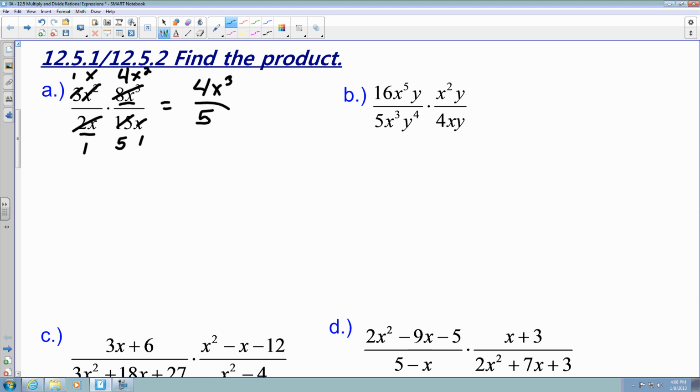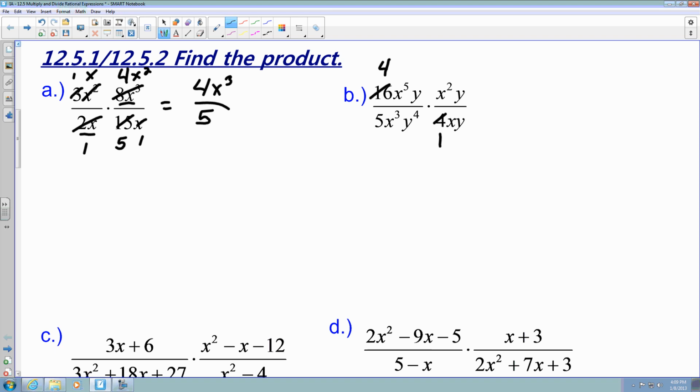Let's take a look at B. So I have 16x to the fifth y over 5x cubed y to the fourth, times x squared y over 4xy. Again, the first thing we're going to try to do is cancel out values. I'm going to just deal with the numbers first. I can take 4 and 16 together, so I can cancel this out to make this 1, and this becomes 4.